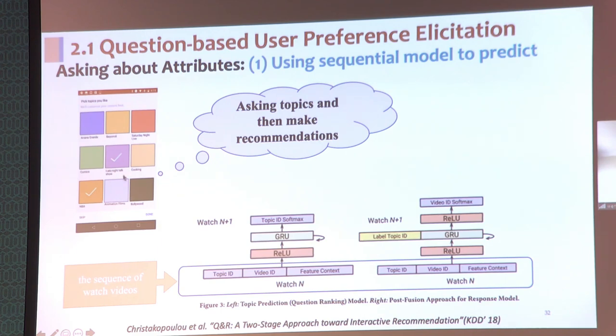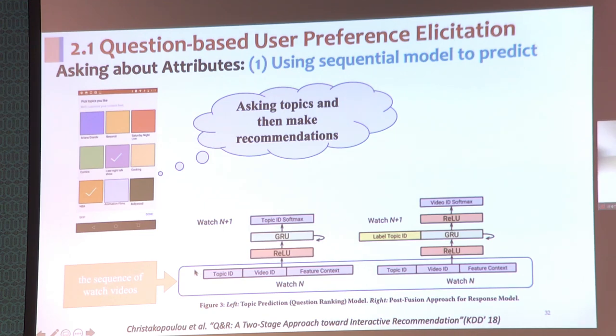So how does YouTube implement this function? They use a sequential prediction model. So let's see here, the system treats the user's watching history as a sequence of triples. The triple contains topic ID, where topic here means attributes, video ID, and the feature context. Each video is represented as a triple.